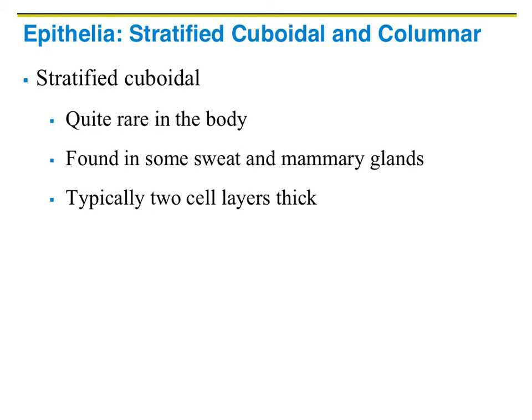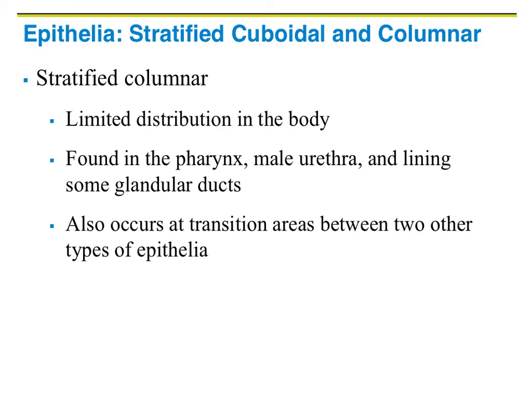Stratified cuboidal and columnar cells are rare. Stratified cuboidal epithelia is found in some sweat glands and mammary glands. It's typically only about 2 cell layers thick. Stratified columnar also has a limited distribution. It's found in the pharynx, the male urethra, and other glandular ducts. It also occurs at a transition area between 2 types of epithelia.